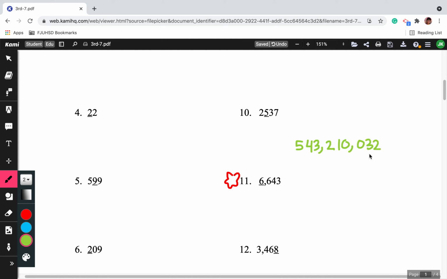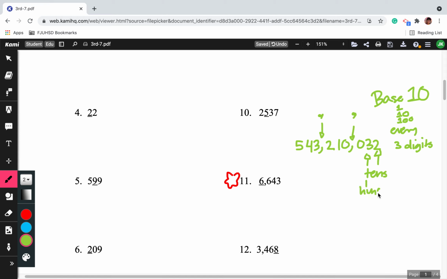543,210,032. So the comma is added every three times, or every three digits. And since this is base ten, it's going to go by every tens basically. So this is called the tens place.